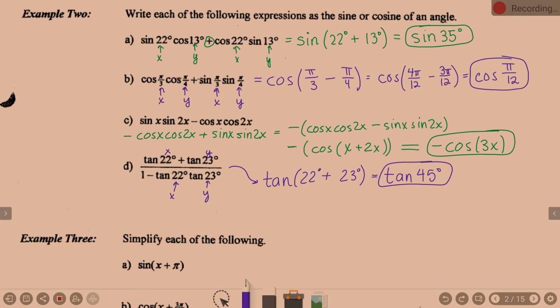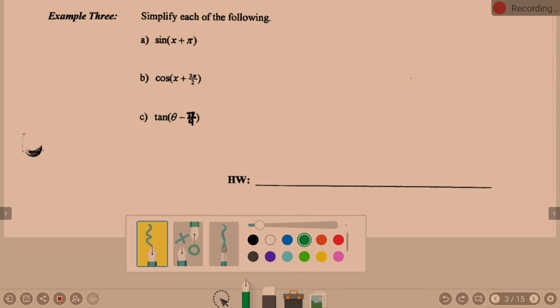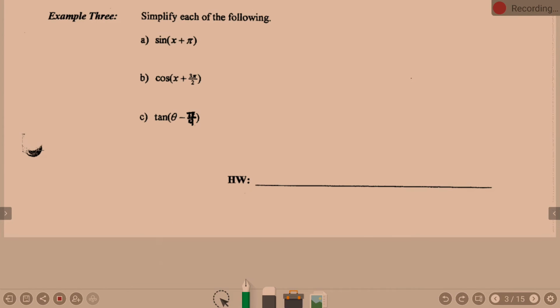Okay, we ready for example 3? Example 3 asks us to simplify each of the following. And it says the sine of x plus pi. Now, as it is right now, it doesn't appear that we can get that any simpler. However, here's the deal. We're not going to know what to do with sine of x. Could we maybe know what to do with sine of pi if we think about it? It's a number, right? So write this out with your sine identity.